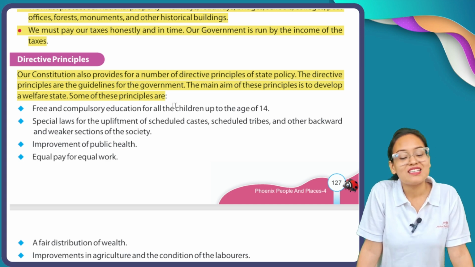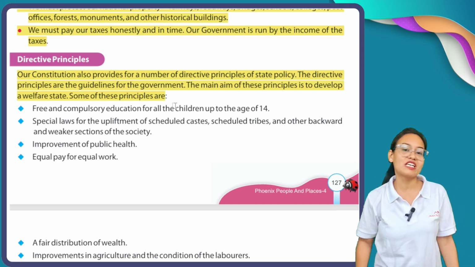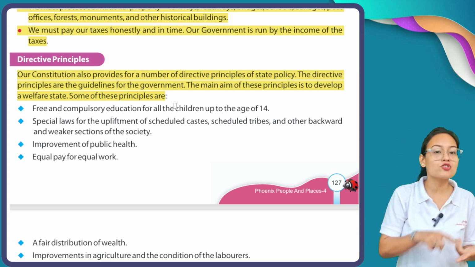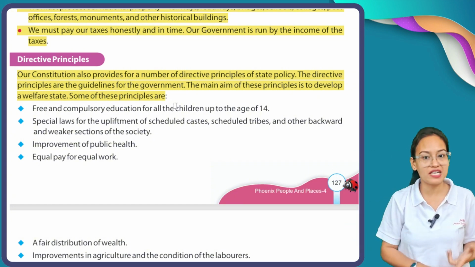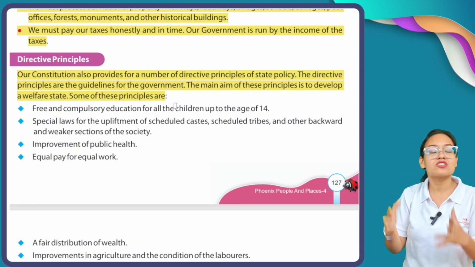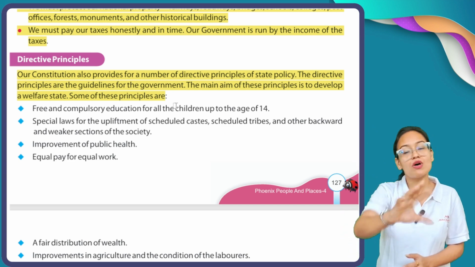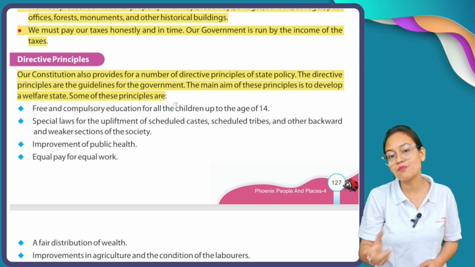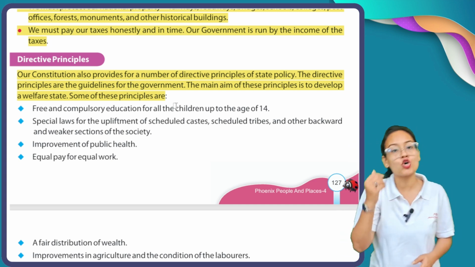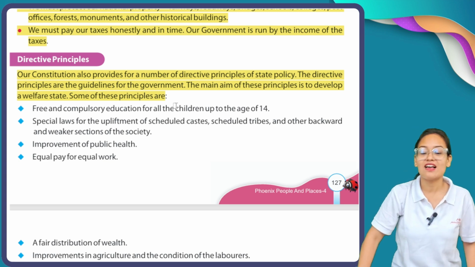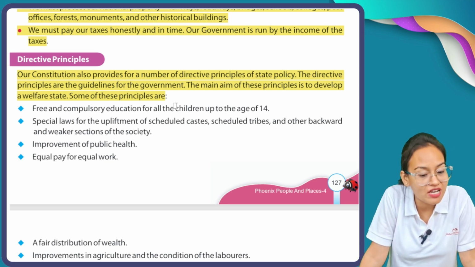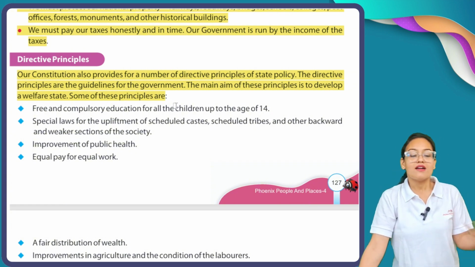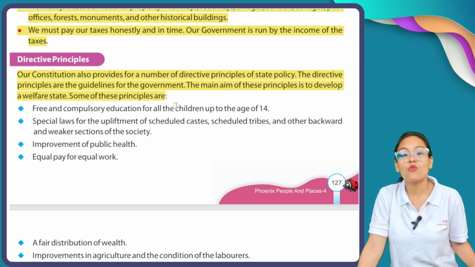The directive principles are the guidelines for the government. Fundamental rights and fundamental duties are for the common citizens of India, but there are also some rules and regulations for the government that rules our country. Those rules and regulations are termed directive principles of state policy in constitutional terms. The main aim of these principles is to develop a welfare state.